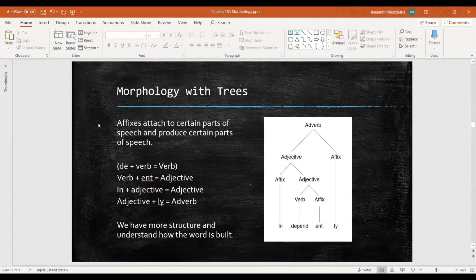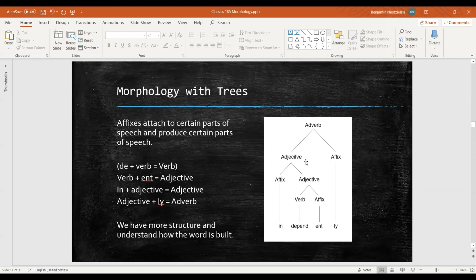In general with this approach, different affixes, that is, prefixes and suffixes, will attach to certain parts of speech and not others. Further, these combinations will produce certain specific parts of speech. For depend, we can see that de plus a verbal root like pend will give us a verb, depend. Adding ent as a suffix to a verb gives us an adjective. Adding in as a prefix to an adjective gives us another adjective. And adding ly to the end of an adjective gives us an adverb. You're probably familiar with that rule already.